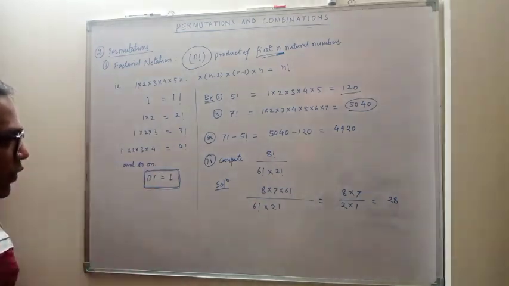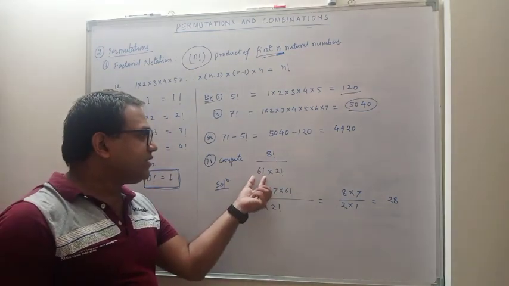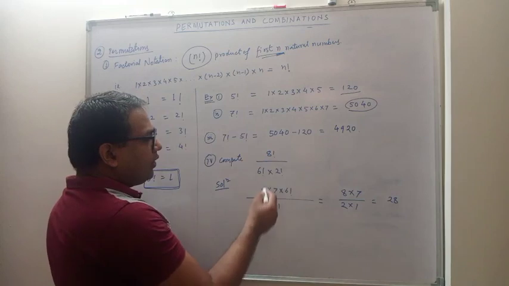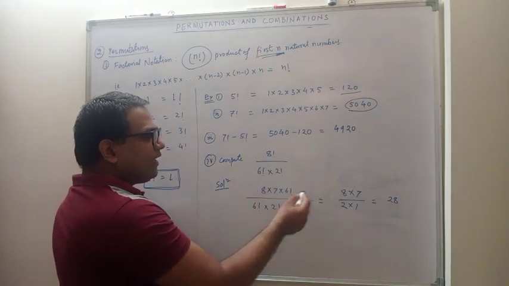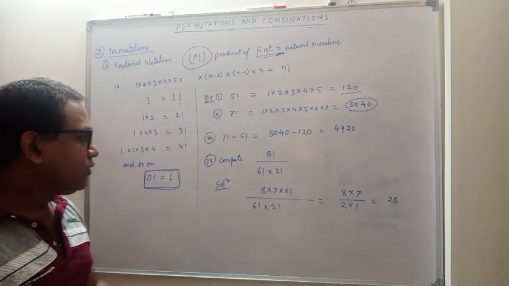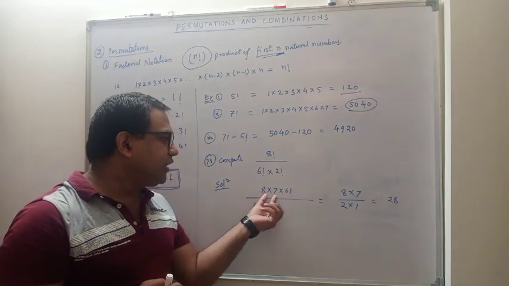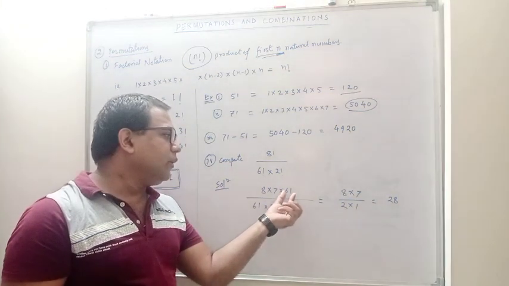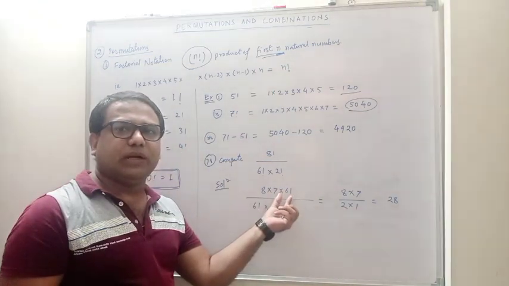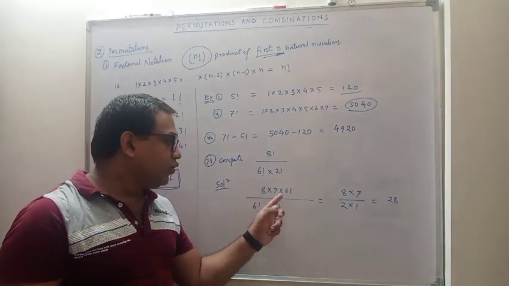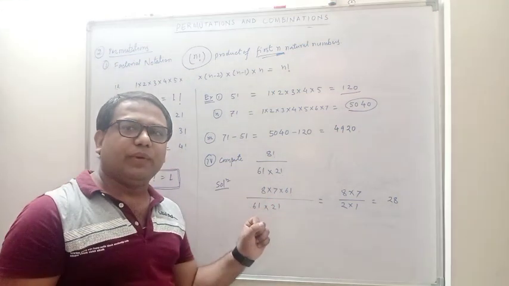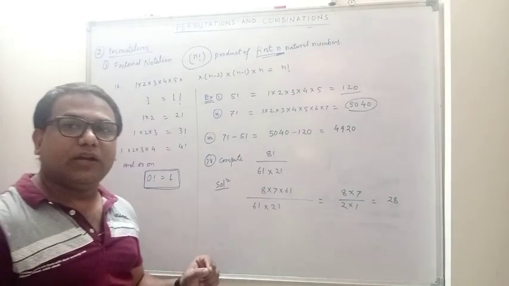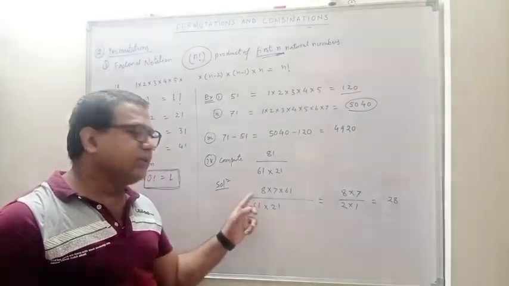Now the next question is: compute 8 factorial divided by 6 factorial into 2 factorial. This is the question. So we can write 8 factorial as 8 into 7 into 6 into and so on up to 1. What I have done is 8 into 7, and I have written over here 6 factorial. If we multiply 7 to 6 factorial, it will become 7 factorial. If we multiply 8 to this 7 factorial, it will become 8 factorial. And if we multiply 9 to 8 factorial, it will become 9 factorial. So likewise it is there.